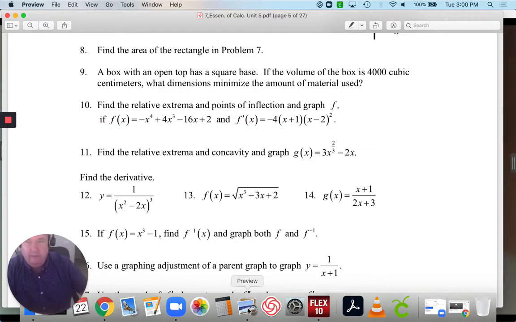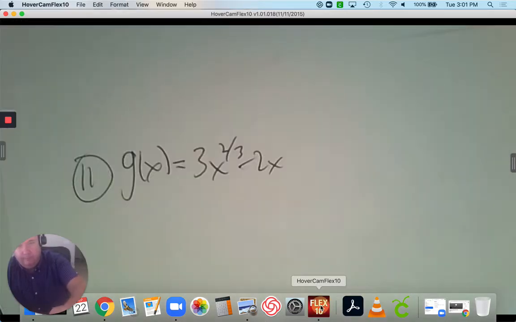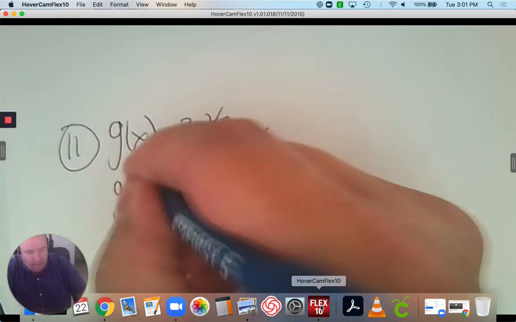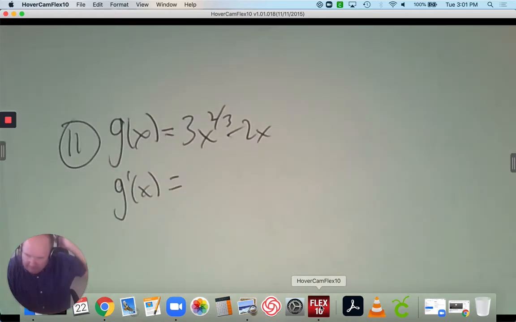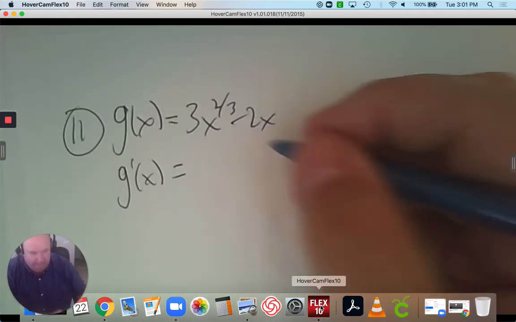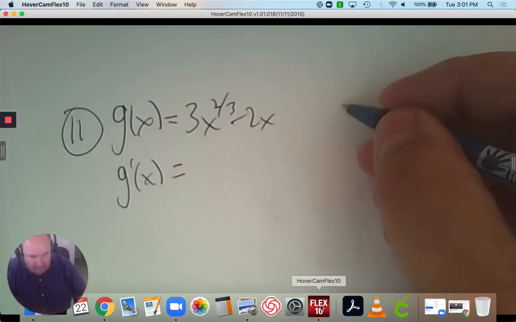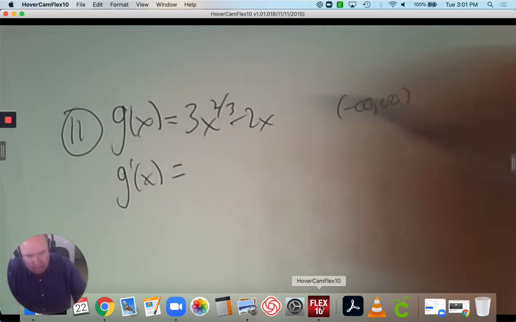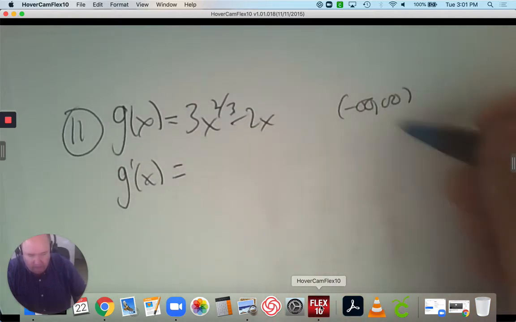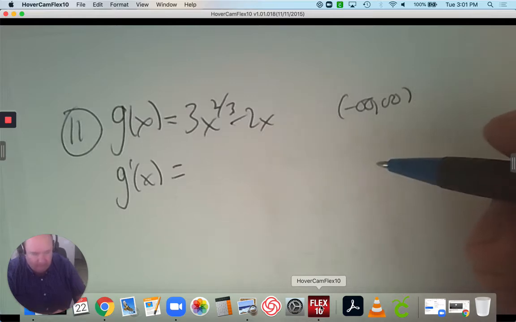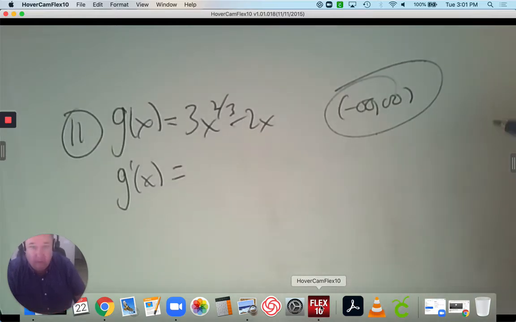Find the relative extrema and concavity of that. So let me write that down. That's number 11. So for the relative extrema, that's the turning point, the relative maximums and minimums. Take the derivative. Know the domain here is all real numbers. So 2/3, when you cube root and square all numbers, there's nothing that's undefined. So beware of that. It's continuous all the way through.